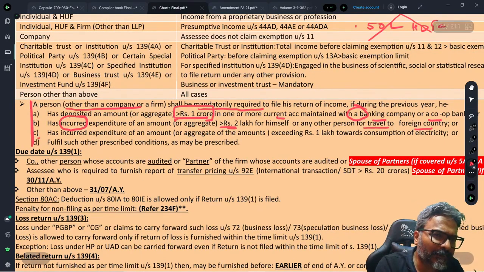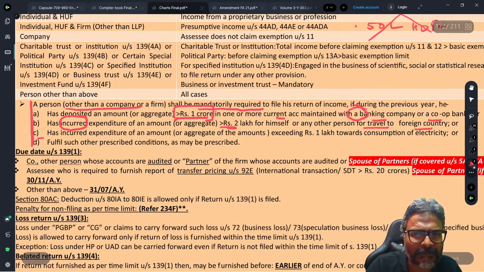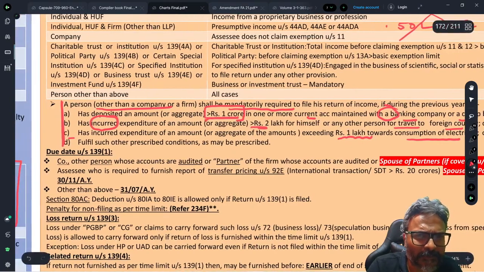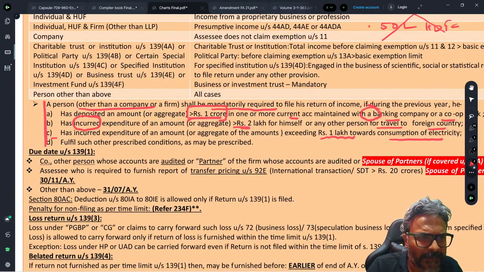So far as point number C is concerned, students, over here we are talking about exceeding 1 lakh towards the consumption of the electricity. So that is the point which is there so far as point C is concerned. With that, students, we are done with this. Any doubts, any queries, students, do let me know.